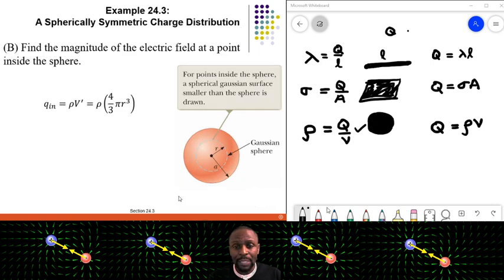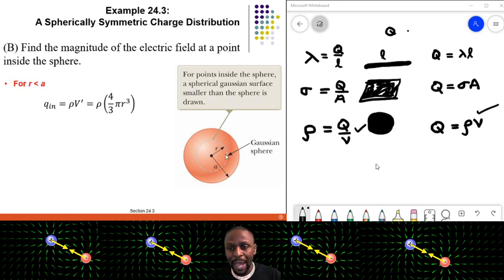Now, the next question is, find the magnitude of the electric field at a point inside the sphere, where r is less than a. The total charge is just given by rho V. Why? You remember, if this is the charge density, then if you rearrange this equation, the total charge is rho V. And what is the volume of the sphere? The volume of the sphere is 4 over 3 pi r cubed.